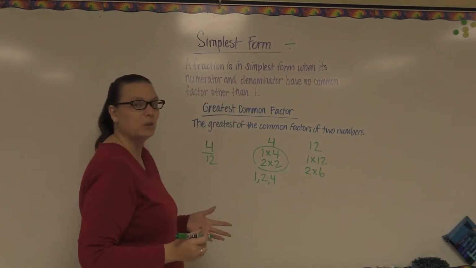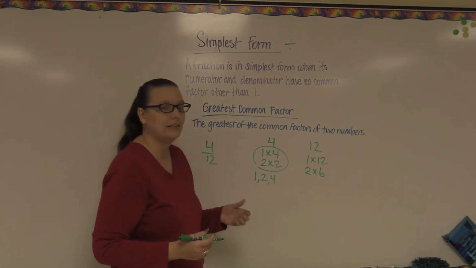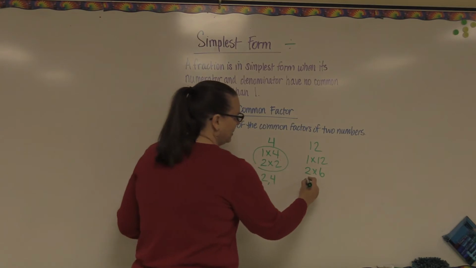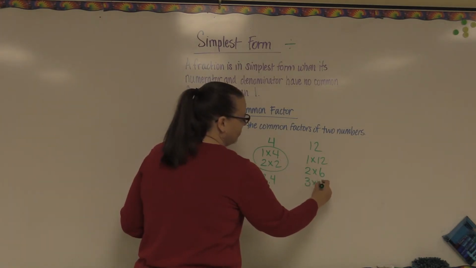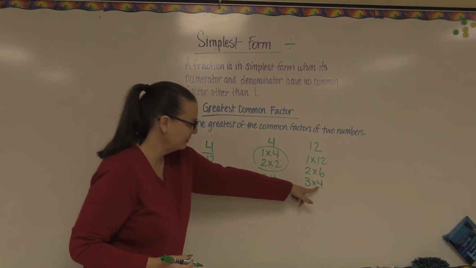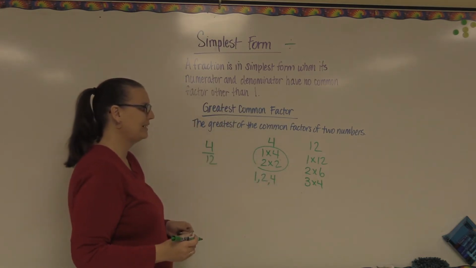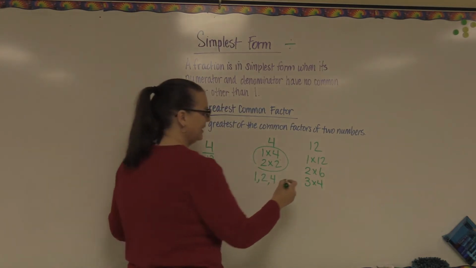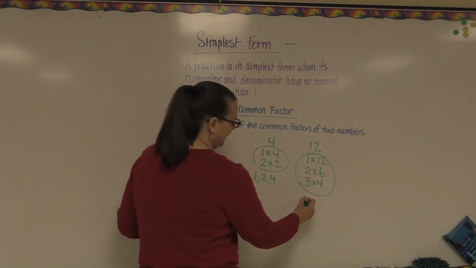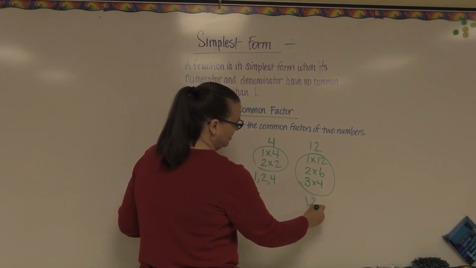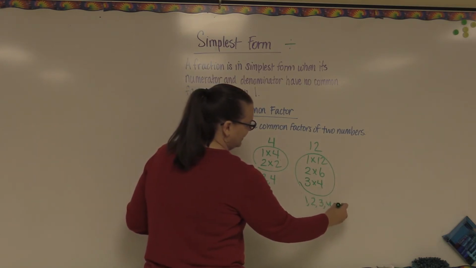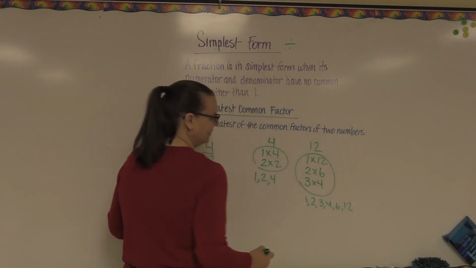Let's try 3. Multiples of 3 are easy to count too. 3, 6, 9, 12. So we know that 3 and 4 are also factors of 12. How about 4? Well, we've already got 4. So we've taken care of all the factors for 12. Let's take these and let's write them in order from least to greatest. Here's 1, 2, 3, 4, 6, and 12.